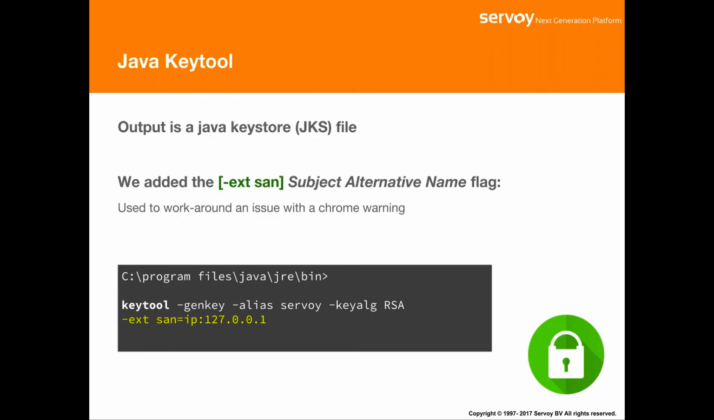I did add that one extra argument there that I have highlighted in yellow. That's to work around a Chrome warning. It doesn't like it if your certificate doesn't have alternative names. And I put in the localhost IP address, and then it likes it.